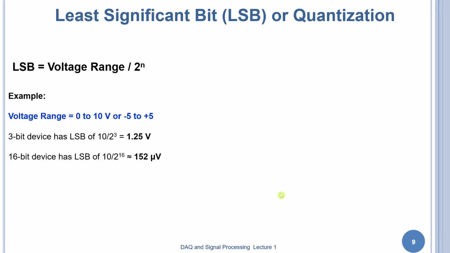So this brings us to what's known as least significant bit or quantization. It is defined as the ratio between the voltage range and the bit resolution. For example, if we have a voltage range from 0 to 10 volts, or it could be -5 to +5, for a 3-bit device, your least significant bit is going to be around 1.25 volts. Whereas in the case of a 16-bit device, your least significant bit is going to be approximately 152 microvolts.